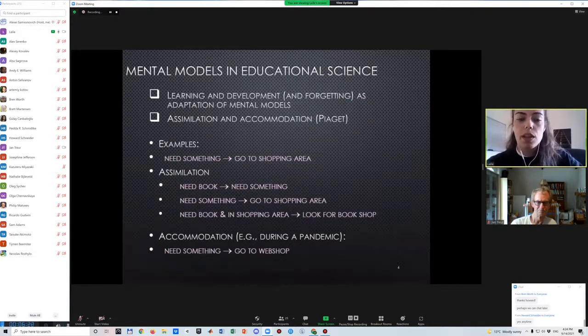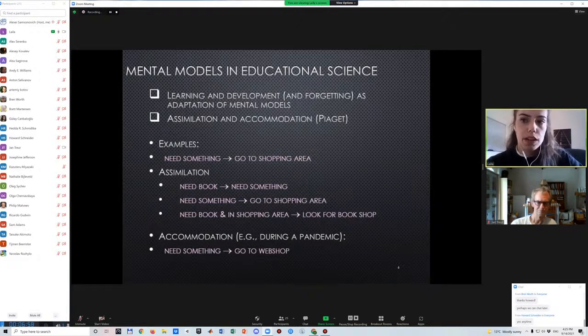So for example, I need something, so I need to go to a shopping area. And then assimilation of this model, or refinement, would be: needing a book means that you need something. Needing something means to go to a shopping area. And then the combination of those two is: needing a book and I am in a shopping area, I'm looking for a bookshop. So this assimilation means that the previous relations are still true, but you're adding onto it to refine it.